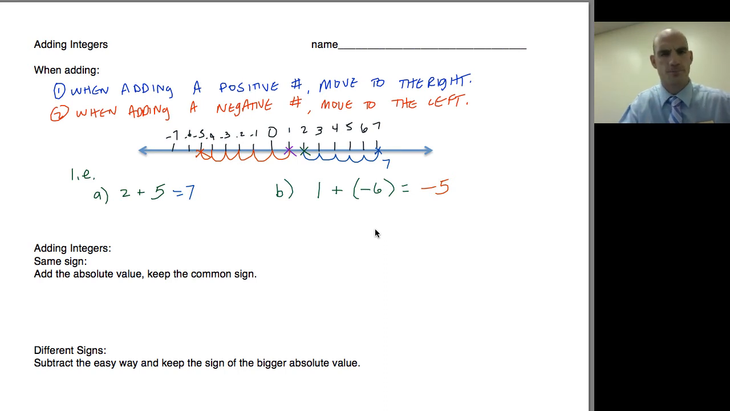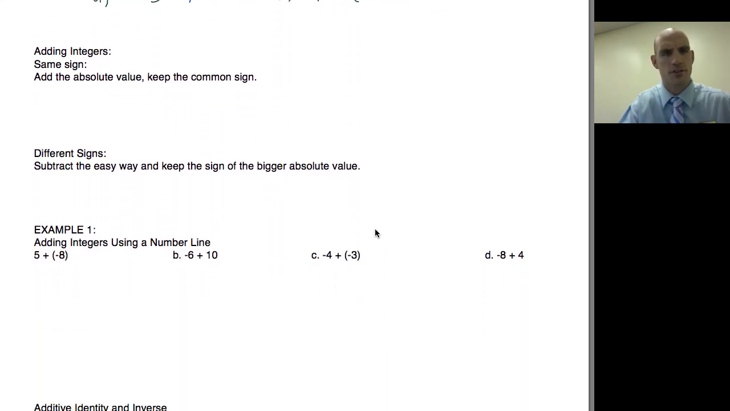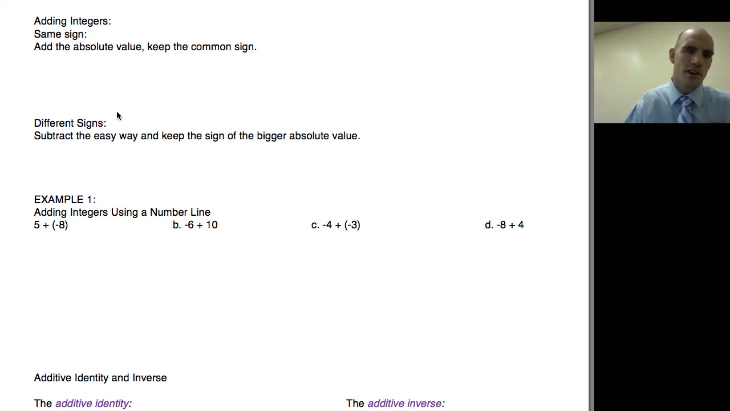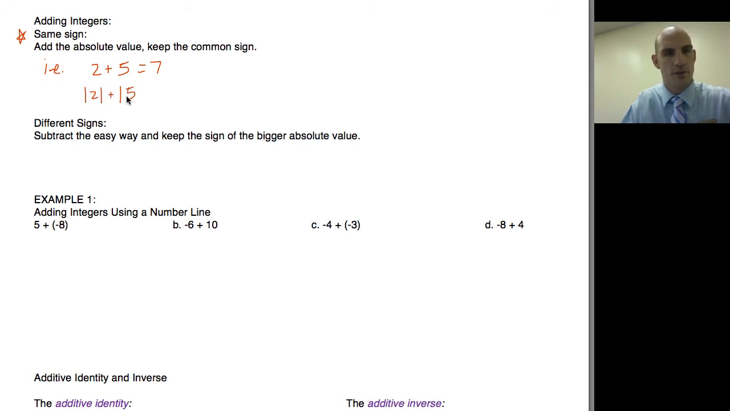There's a shortcut though. That way always works, but here's the shortcut. The shortcut is if the numbers have the same sign. For example, 2 plus 5 equals 7. You know that. I add the absolute values, so the absolute value of 2 plus the absolute value of 5 is equal to 7. Because the absolute value of 2 is 2, the absolute value of 5 is 5, and so that's 7. Let's see if it works with negatives.